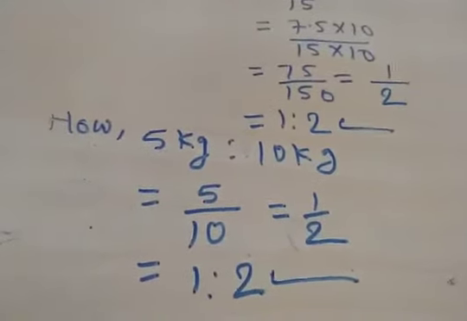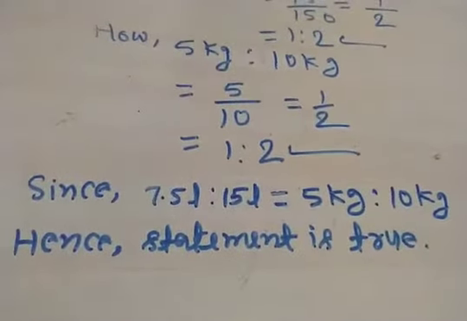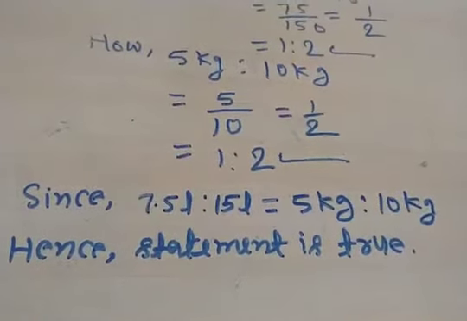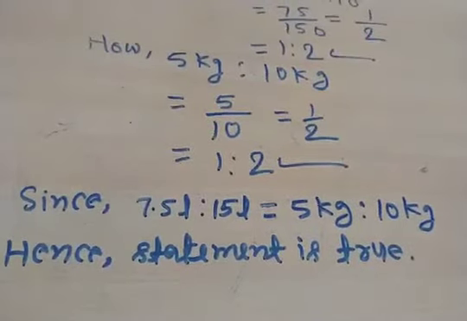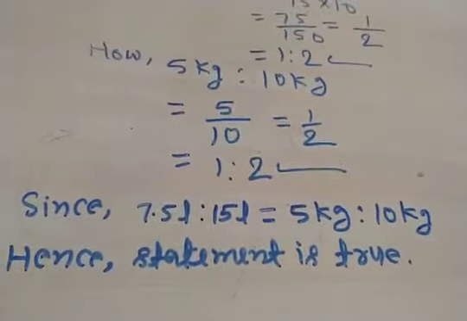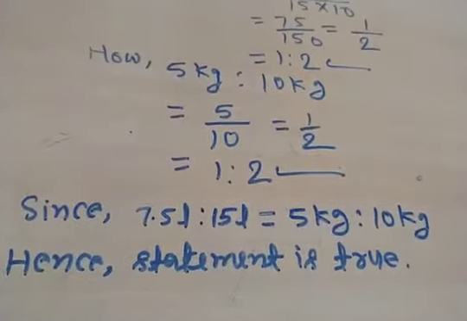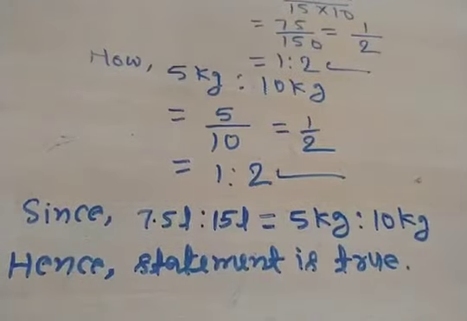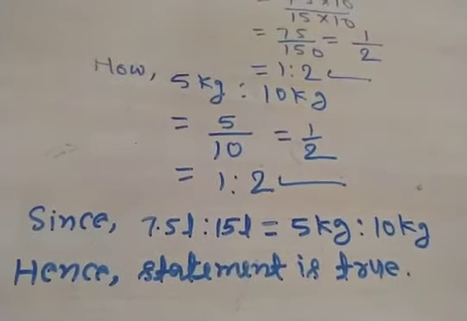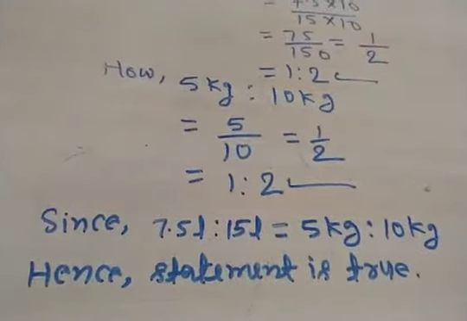So this is a true statement. So you can write here, since 7.5 liter ratio 15 liter is equal to 5 kg ratio 10 kg are equal. If the two ratios are equal, then they form a proportion. Here we have verified that both ratios are equal, so hence the statement is true.